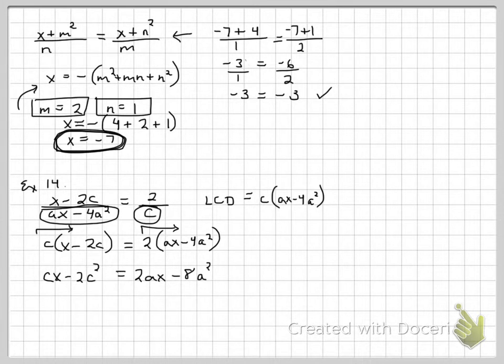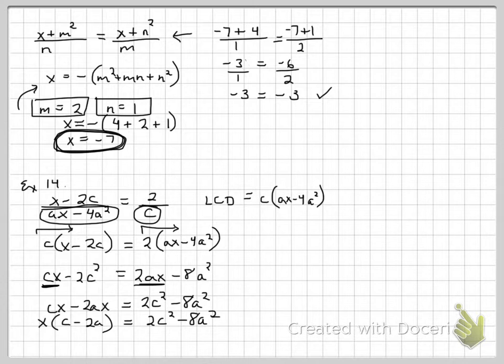And now at this point, I need to remember what I'm solving for. I'm solving for the x's. So there's my x term, and there's my x term. Take those to the left side. You get cx minus 2ax. Take everything else to the right side, and I'll get 2c squared minus 8a squared. Now let's go ahead and factor out my x, and I'll get c minus 2a. You'll always want to factor that out because your goal is to isolate it.